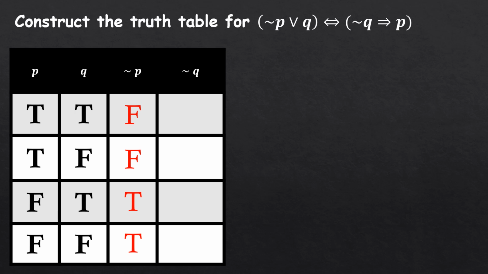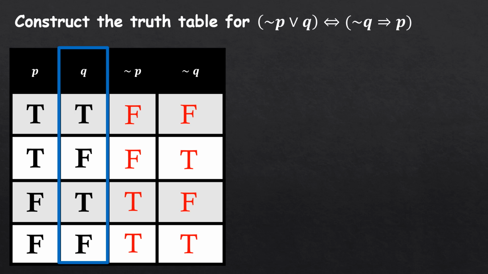To evaluate not Q, we have to focus on the column of the variable Q. The negation of true is false. Negation of false is true. Negation of true is false. The negation of false is true. Now that the variables inside the parentheses are already given in our truth table, you can now evaluate the logical statement inside the parentheses, not P or Q, or the other logical statement, not Q implies P.